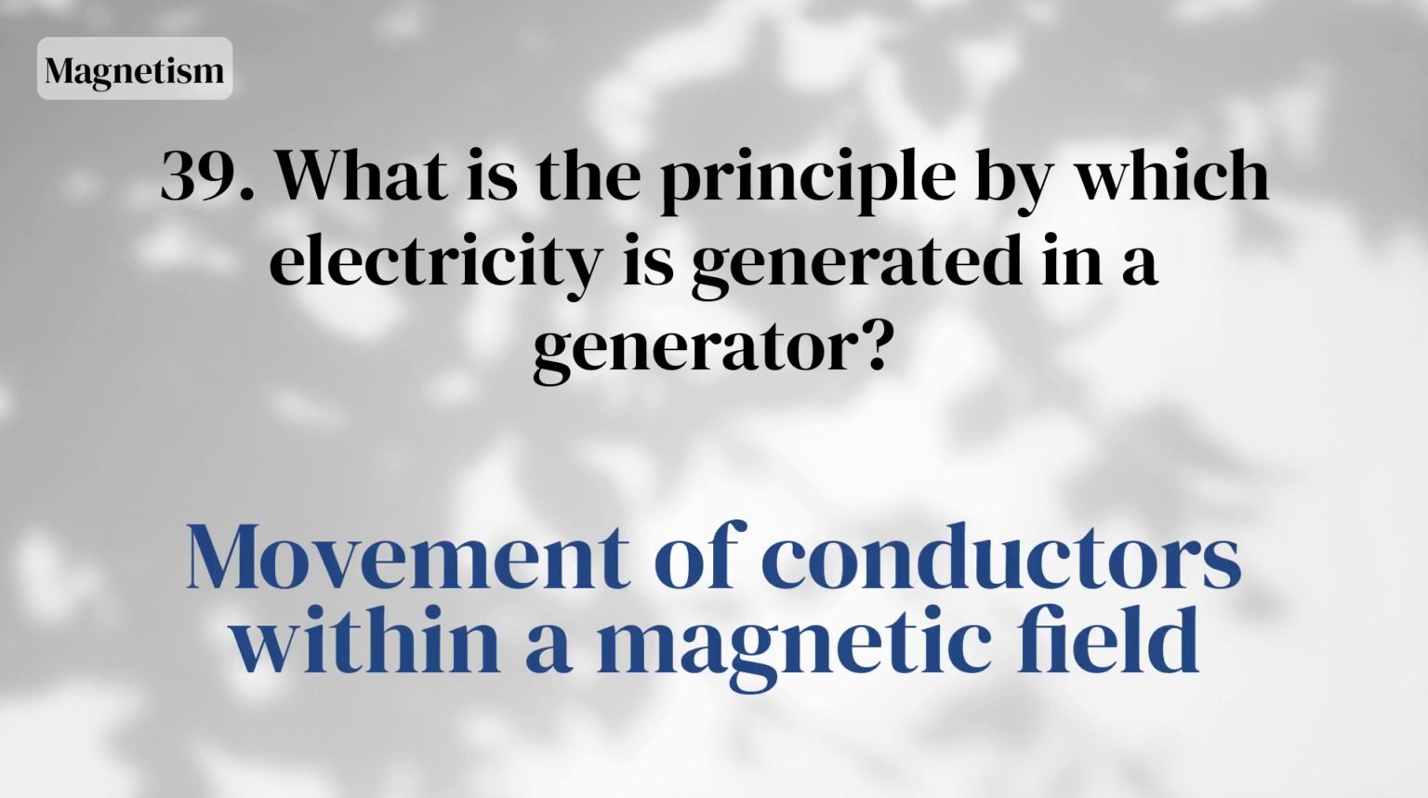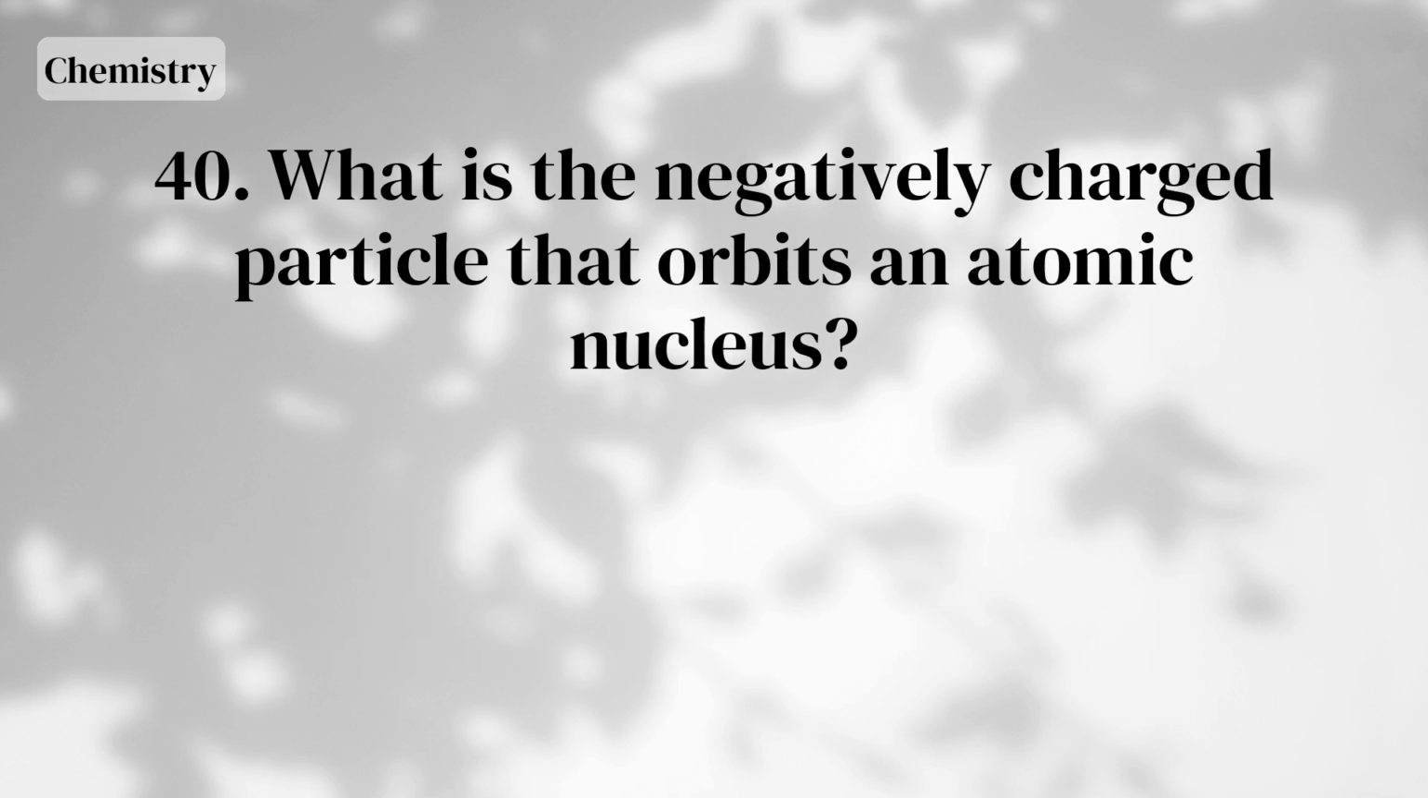Movement of conductors within a magnetic field. What is the negatively charged particle that orbits an atomic nucleus? Electron.